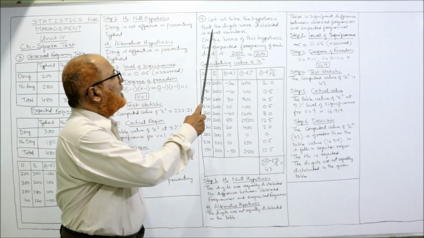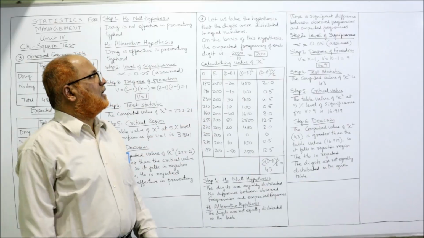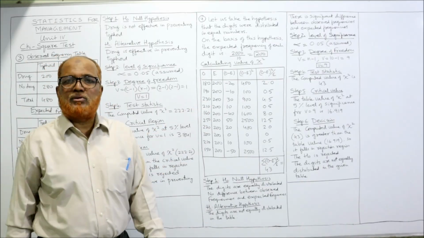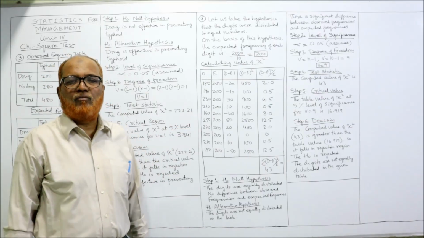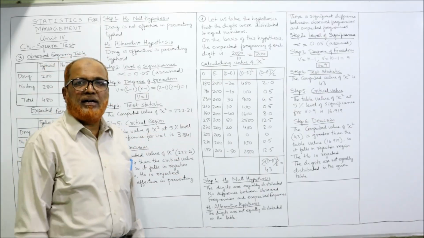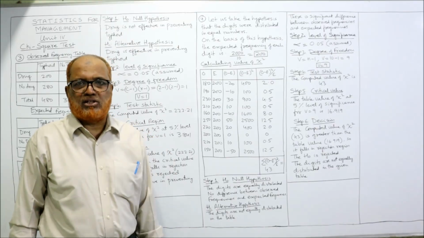So let us take the hypothesis that the digits are equally distributed in number. On the basis of this hypothesis, the expected frequency of each digit will be 2000 divided by 10. So 200 is the expected frequency for every digit.